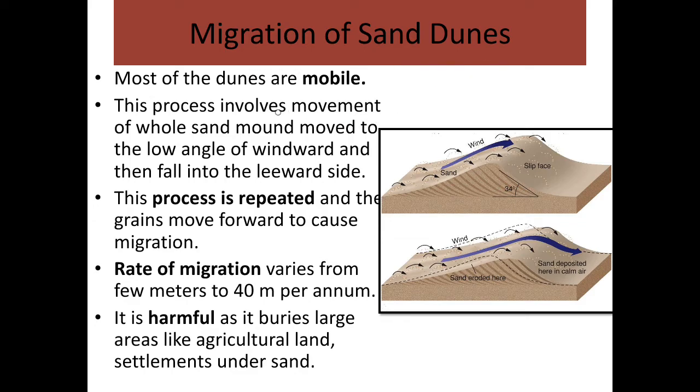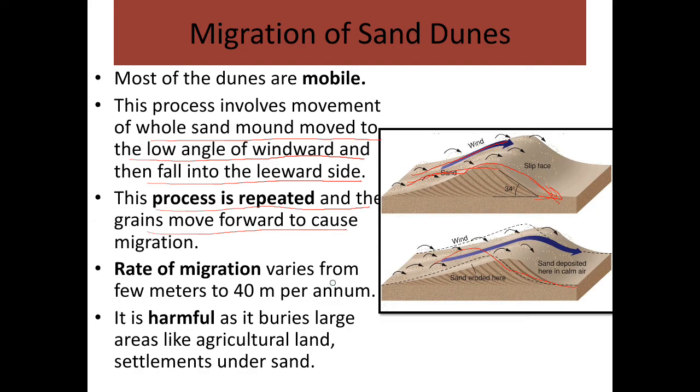Migration of sand dunes. Most of the dunes are mobile, so it is not constant. Dunes are not a stable feature; it is always a mobile feature, but it's a slow process. This process involves movement of the whole sand mound up the low angle of the windward side and then falling into the leeward side. This process is repeated and the grains move forward to cause migration. Here, this is the windward direction and this is the leeward direction. The sand particles move like this and then slip like this. This process continues, and the migration of sand dunes occurs.